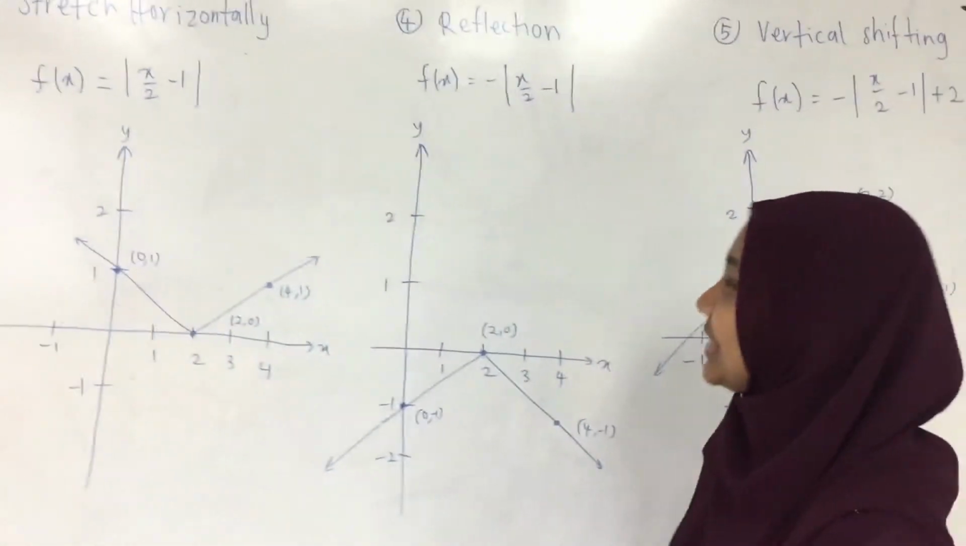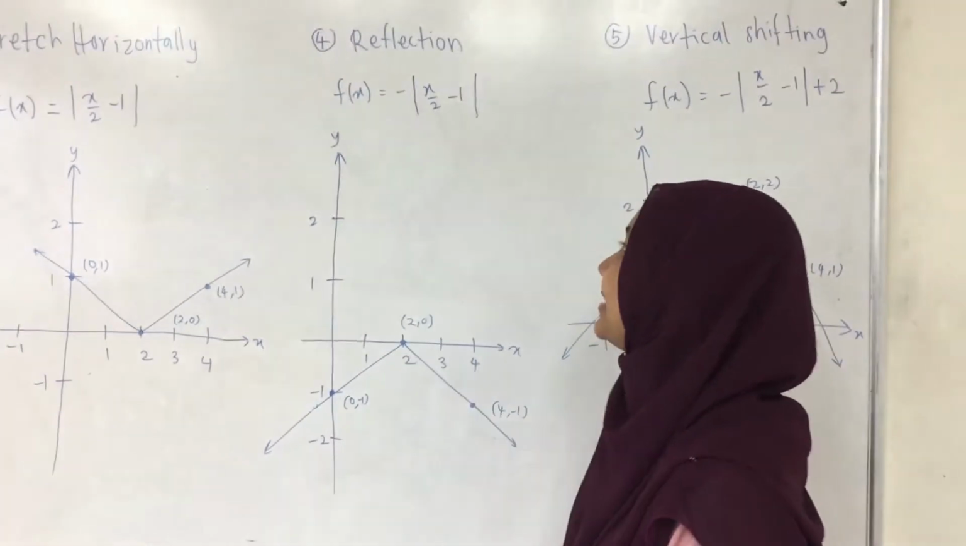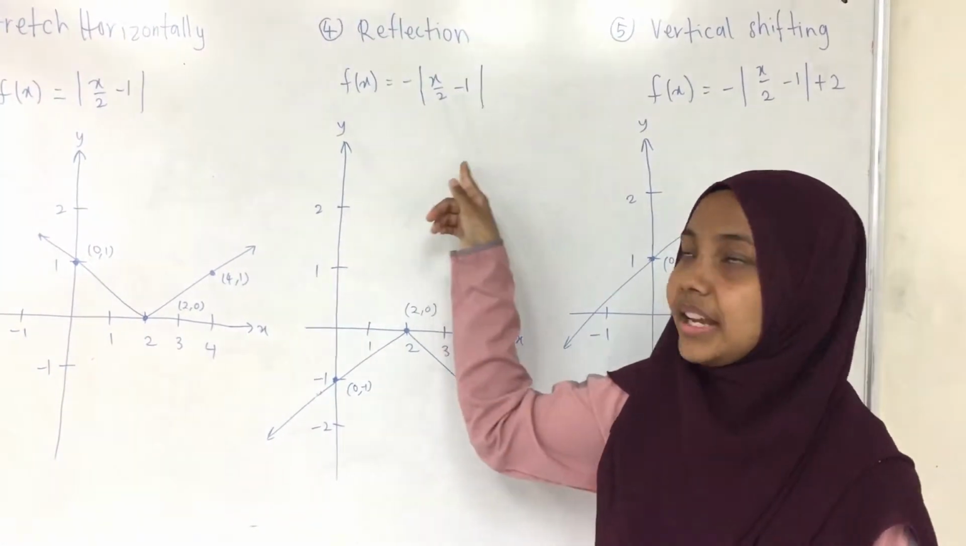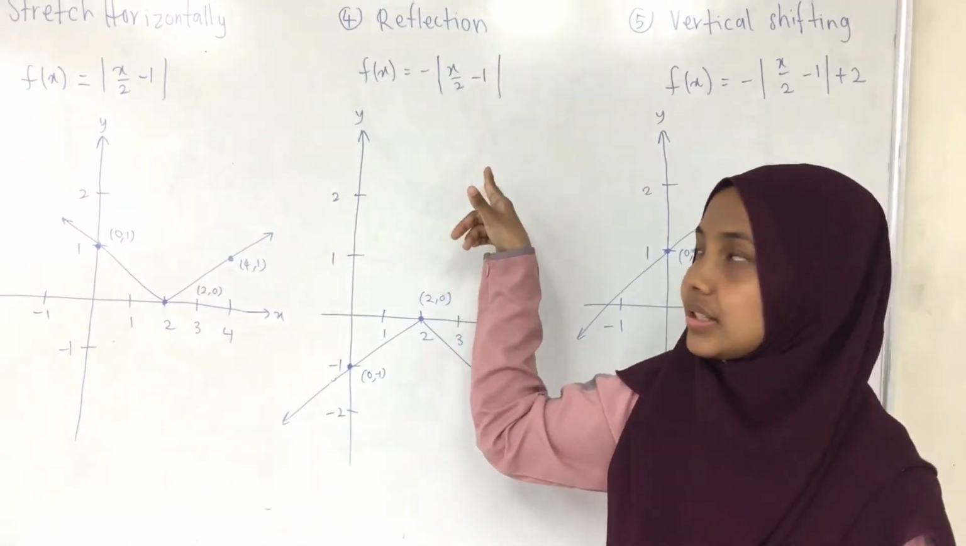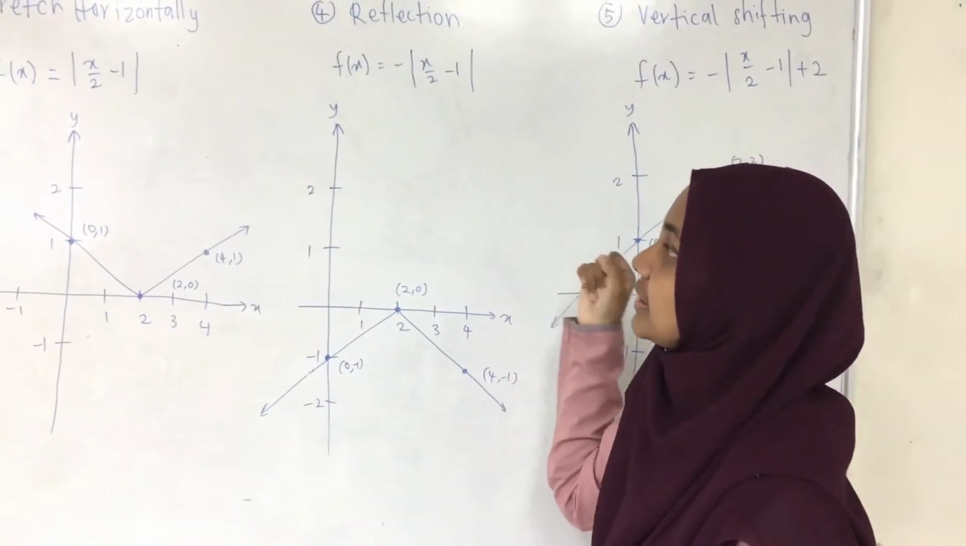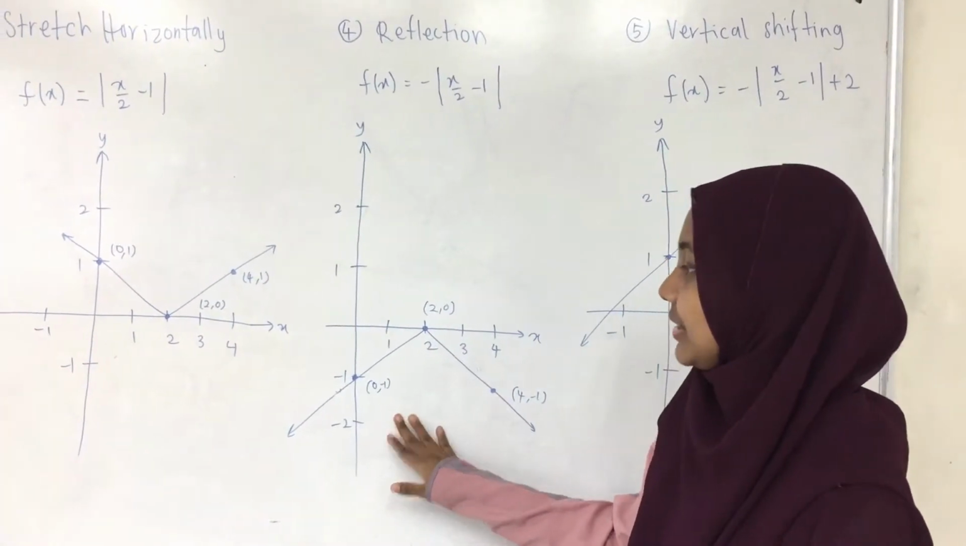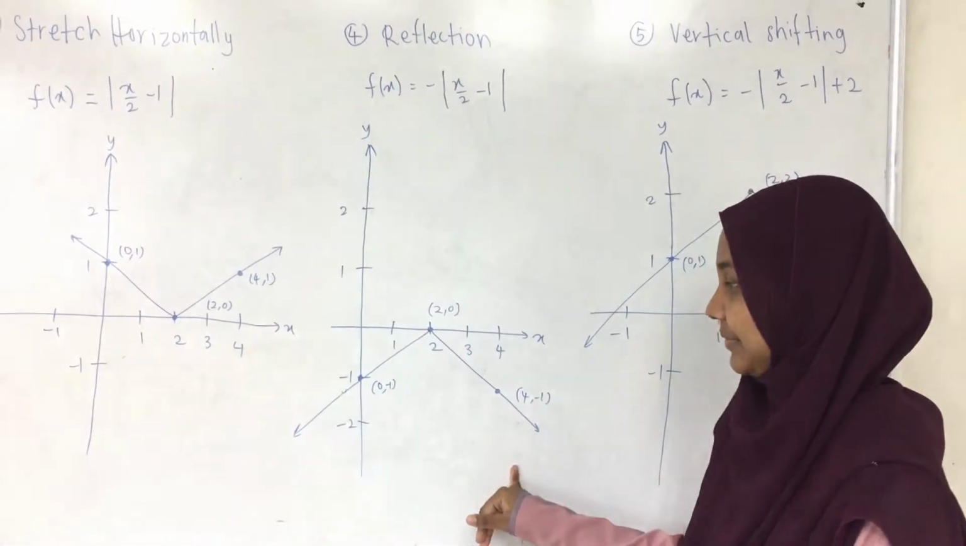And we will continue with reflection. From the function f(x), the negative sign is outside of the f(x), so we need to reflect the graph about the x-axis. And the points will be (0, -1), (2, 0), and (4, -1).